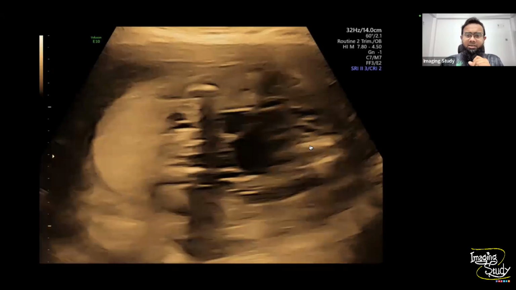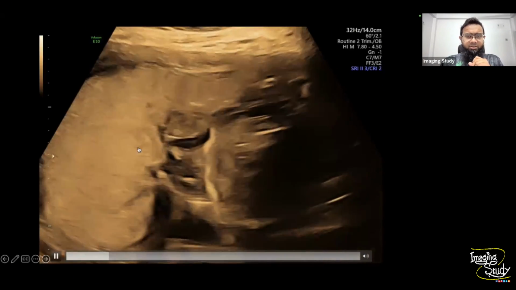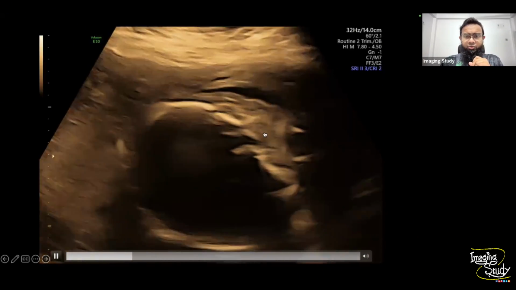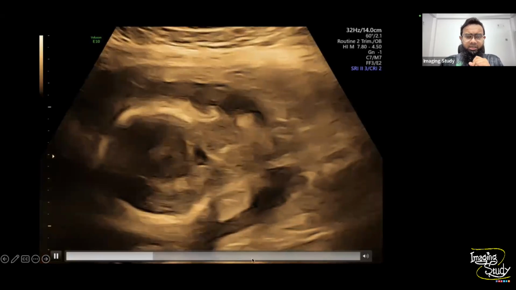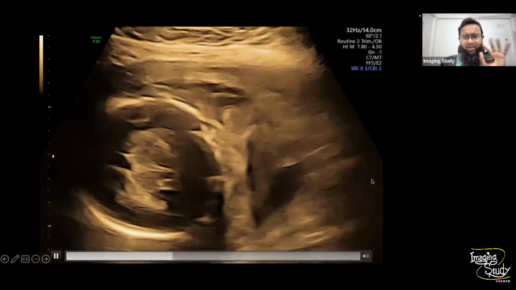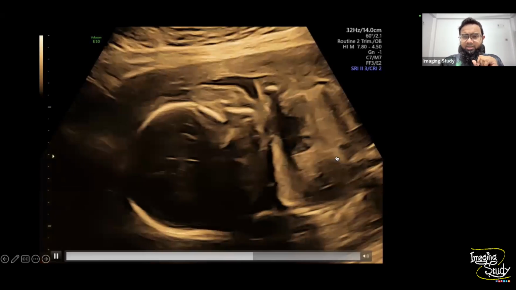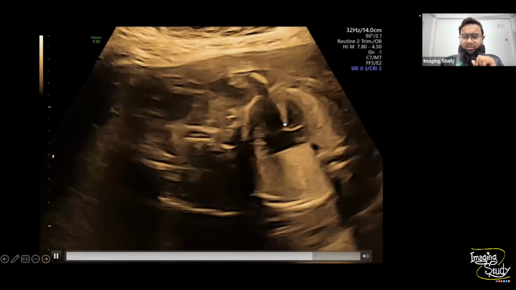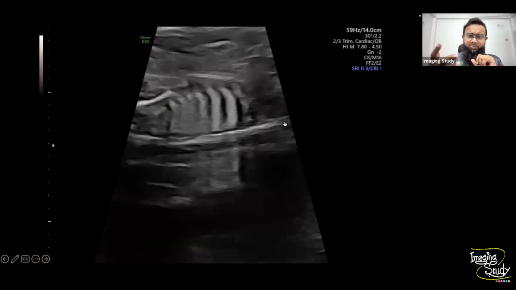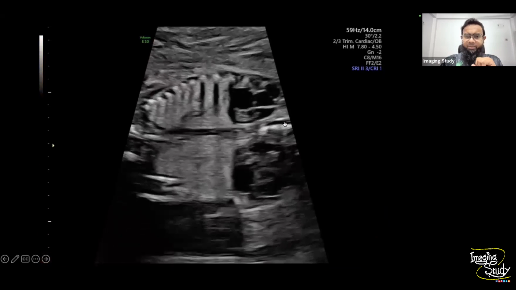So here you can see this is the fetal head. We have nothing to do with that. These are the cords here. We are searching for anything unusual present. So here are the kidneys, and this is the heart. Okay, so let's jump into another unusual image.